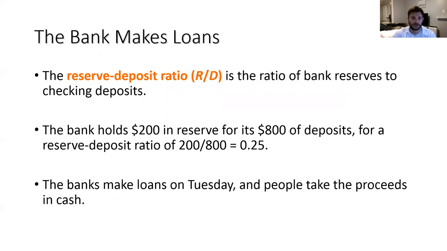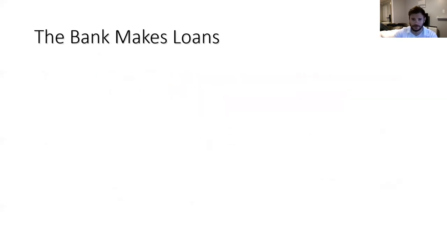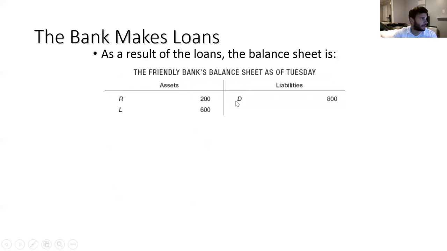Now, Tuesday rolls around and Friendly Bank makes loans. And then people, let's suppose, take the proceeds of loans in cash. So here's what happens. The bank still owes back $800 in deposits. Now it's only holding $200 in reserves, and it has now loaned out another $600, meaning there's another $600 in cash that's been pumped out into the economy.